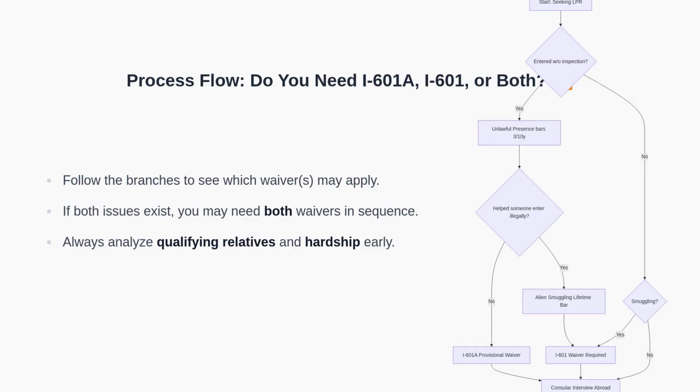Now, this flowchart shows a common decision path. If you entered without inspection, you typically trigger unlawful presence bars when you depart, which may be addressed by I-601A. Then, you check whether there was assistance to another person entering illegally. If not, you proceed to the consular interview. If yes, the alien smuggling lifetime bar applies, requiring the I-601 waiver. If you did not enter without inspection but there was alien smuggling, you still may need I-601. In some cases, both waivers are necessary. It is essential to identify qualifying relatives and hardship evidence early to avoid surprises later.